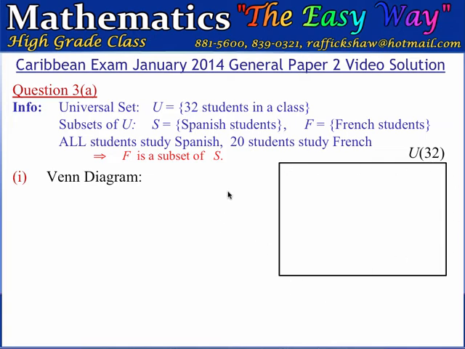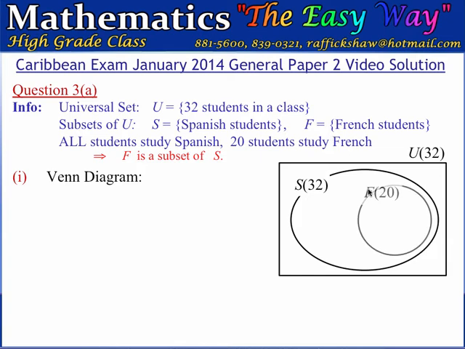And because all the students in the class study Spanish, we can put one big circle inside this universal set. And the 32 here again represents the total number of students studying Spanish, which would be all the students. And as we have indicated, since F is a subset of S, we would place a circle inside the set S to represent the students in the set F. This represents the set of students studying French, and there are 20 students in that subset, and so we have 20 here.